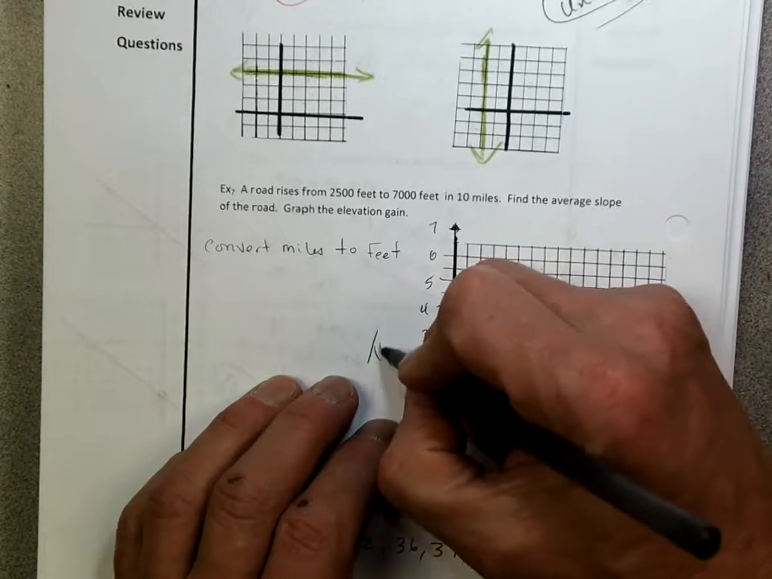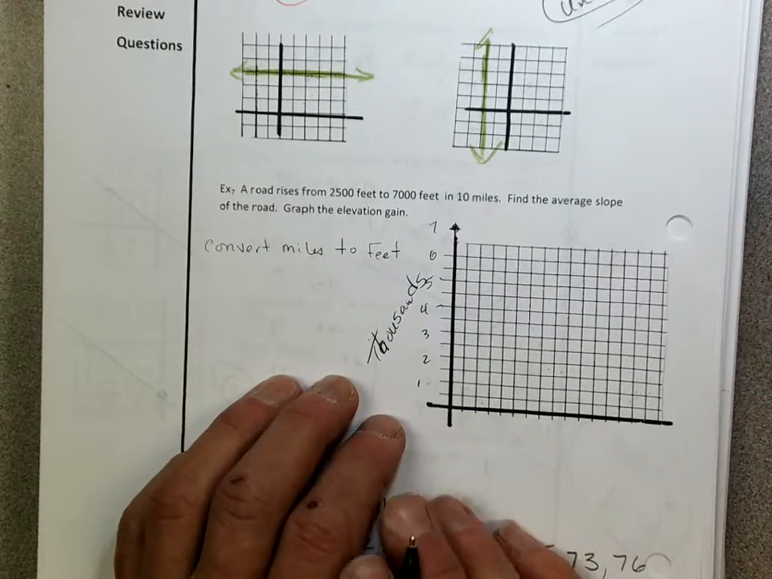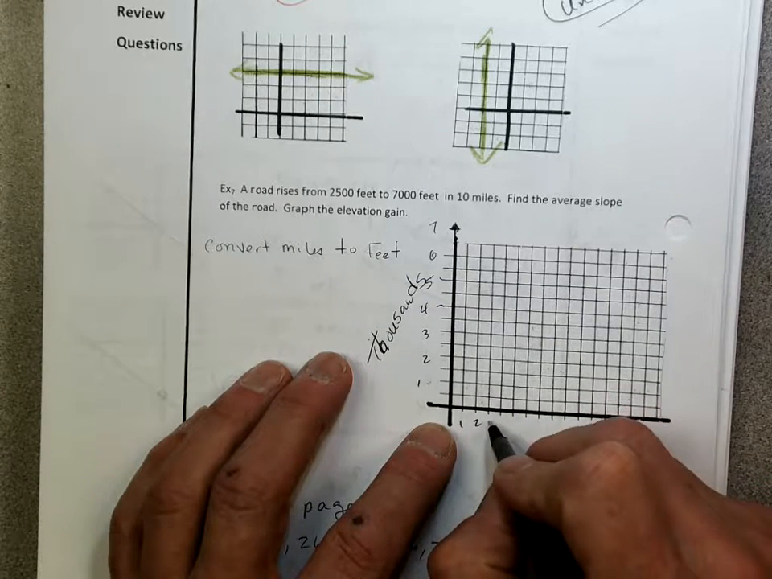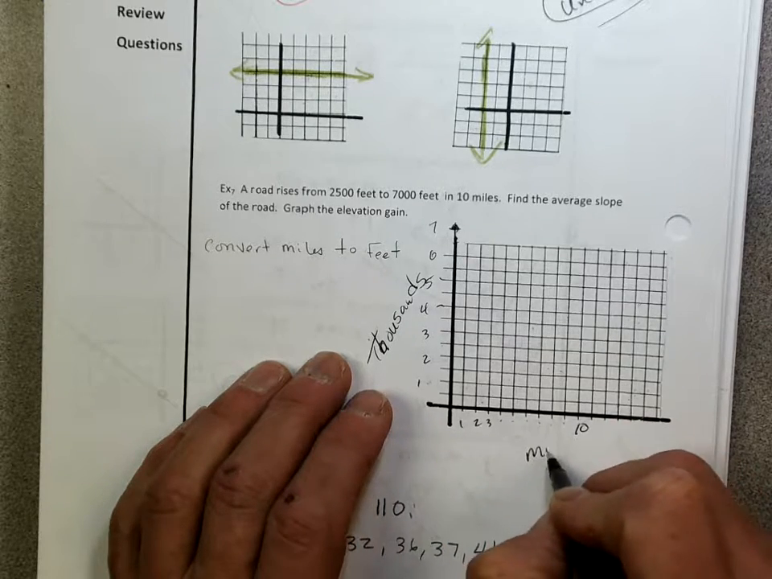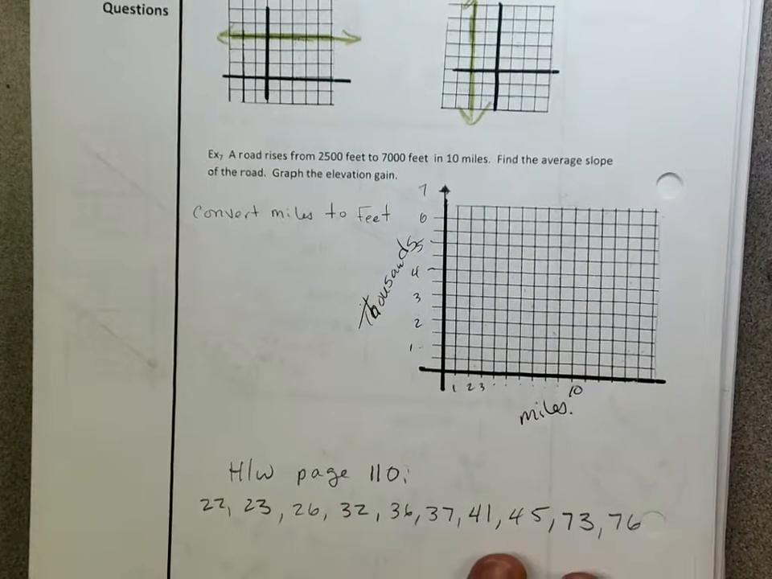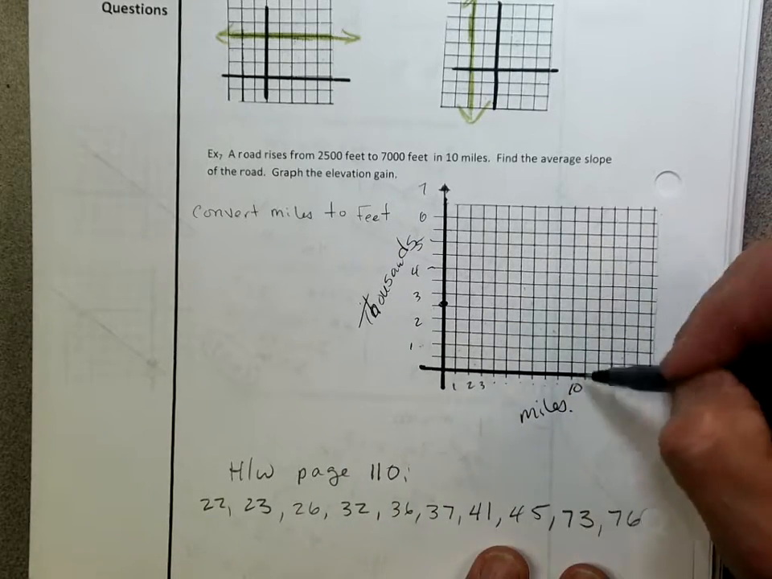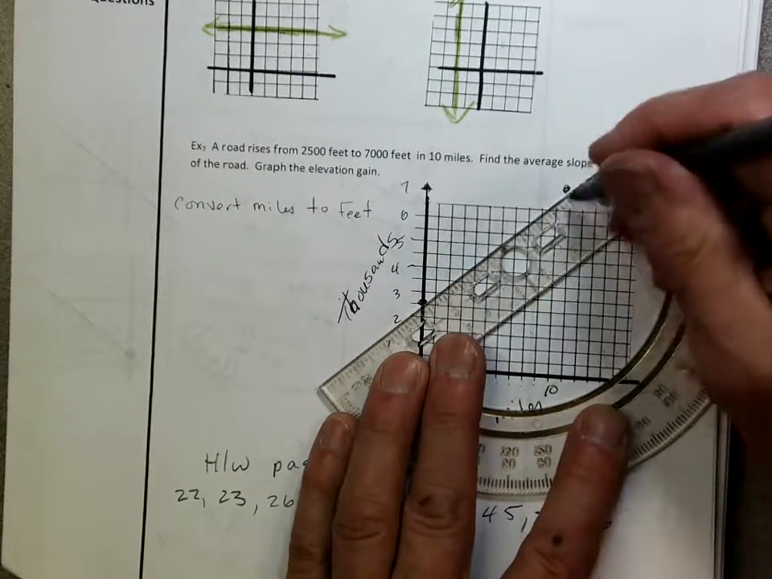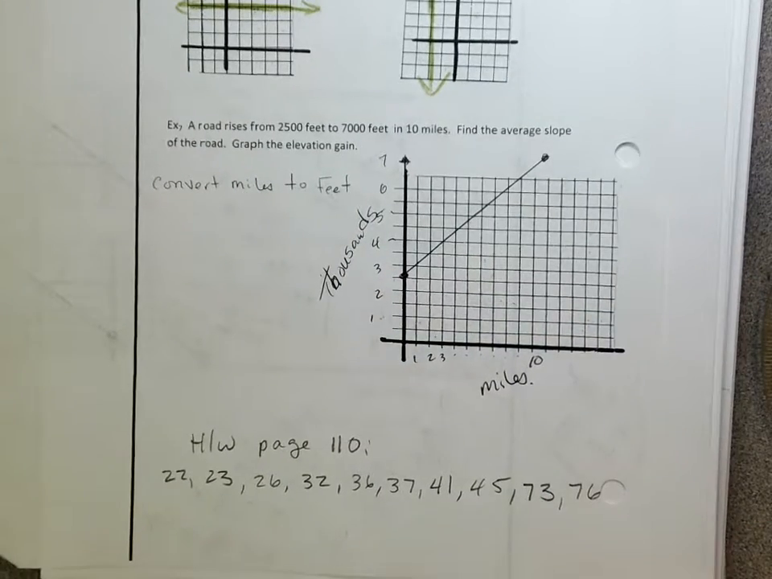These are in thousands. You okay with that? And these are going to be in miles. So let's just go 1, 2, 3, 4, 5, 6, 7, 8, 9, 10 miles. Okay? So I'm going to rise from 2,500 from here to 7,000 here, going up a mountain, right? So far it looks pretty good, right?